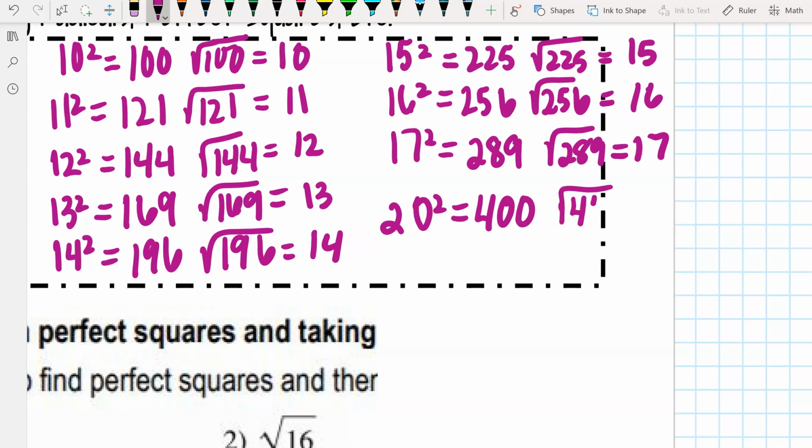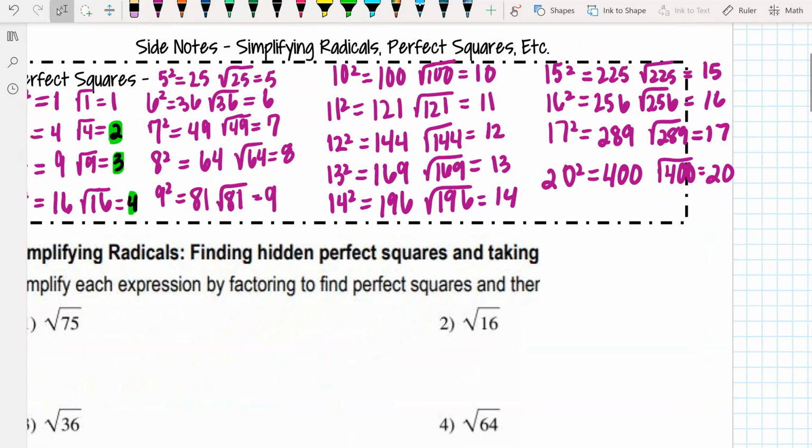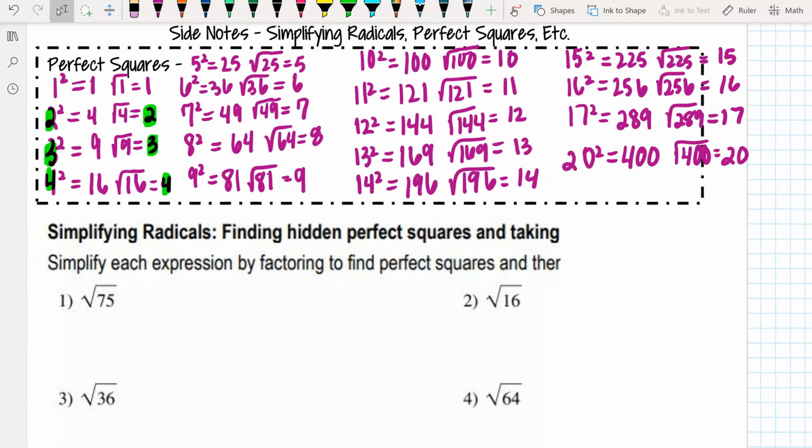So if I take the square root of 400, you get 20. Okay, so these are the ones that I will expect you to memorize and know. A lot of them you already do, but it's probably the larger ones, the ones after 12, like 13, 14 through 20, that maybe you don't. So if we use this information appropriately, we can simplify radicals whether they're perfect squares or not.